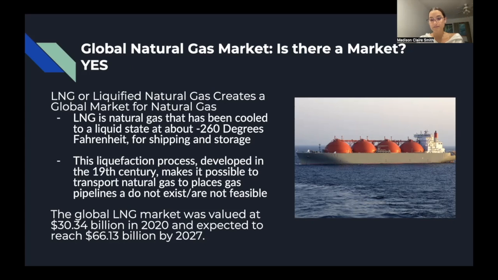And on the right, we see LNG being transported on a ship. This liquefaction process was developed in the 19th century, and it makes it possible to transport natural gas to places that gas pipelines do not exist and are not feasible. So the global LNG market was valued at $30.34 billion in 2020 and is expected to reach $66.13 billion by 2027. So it is a growing market.